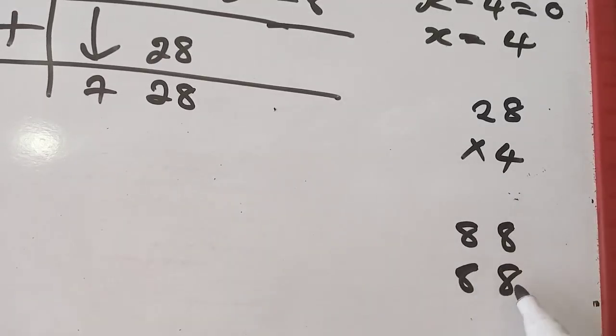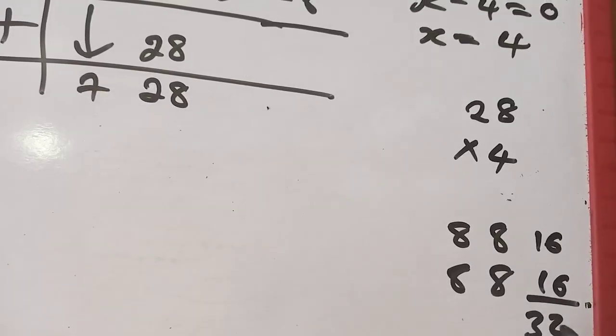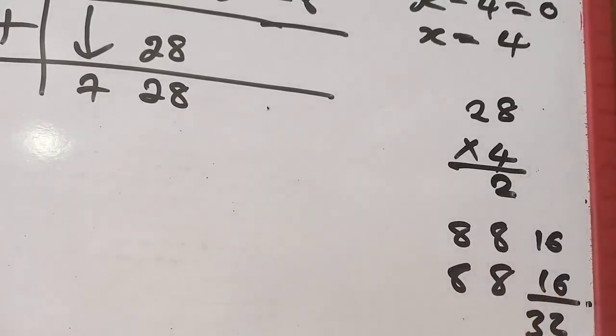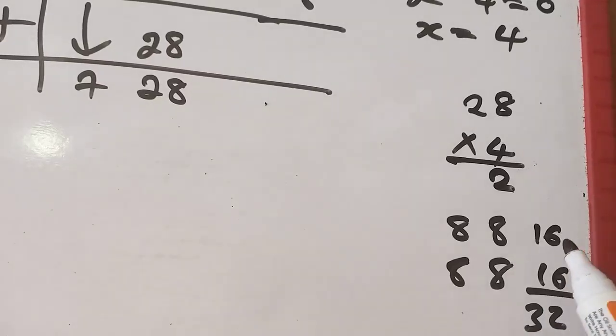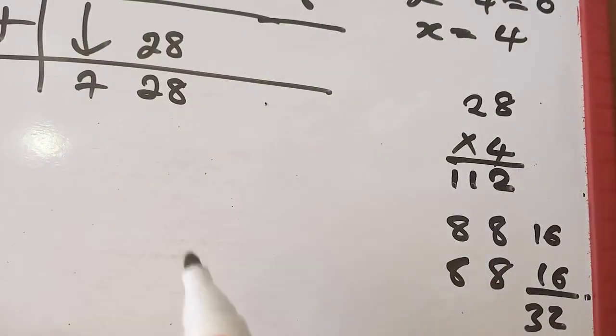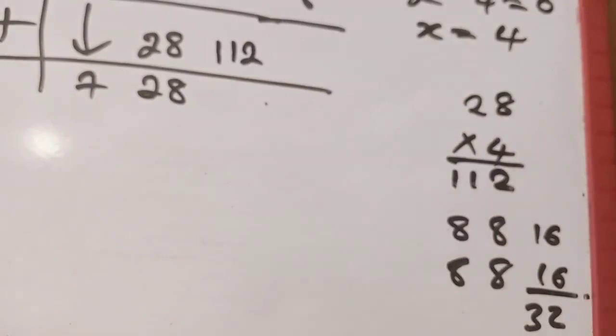1, 2, 3, 4. So 8 plus 8 is 16, there also is 16. Then 16 plus 16 is 32, like that. So you put the 2 and carry the 3. Then 4 times 2 is 8. 8 plus 3, the one that you've carried, is 11. So here it will be 112, like that.